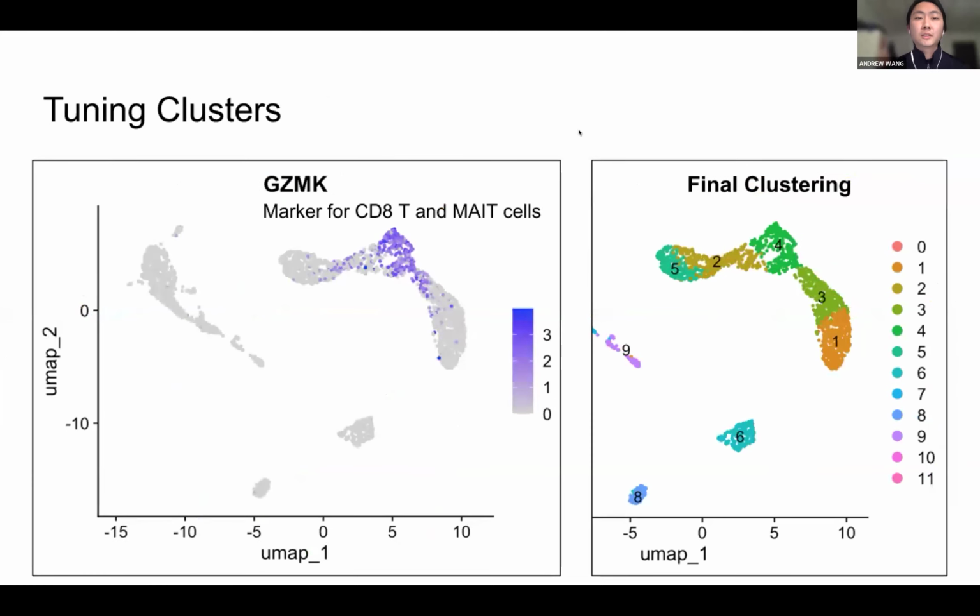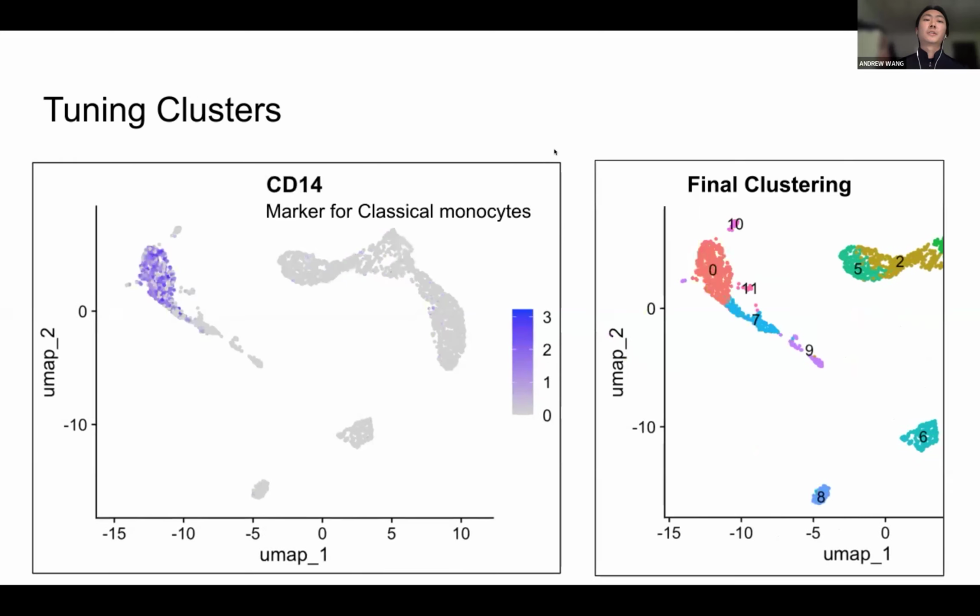When I was tuning these clusters, the main thing that drove me to change my parameters was making feature plots of known marker genes for cell types that I thought would be in my dataset. This here is an example of GZMK, which is a gene marker for CD8 T and MAIT cells. You can see that the expression of GZMK has a decent correlation with cluster 4 in my final clustering. That gave me a little bit of confidence in my final clustering. Similarly, looking at another marker gene, CD14, the marker for classical monocytes, you can see that its expression has a pretty strong correlation with cluster 0 in my final clusters.